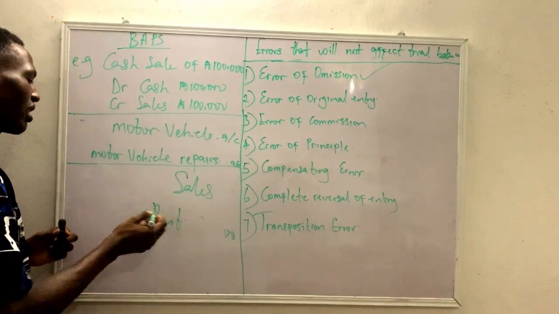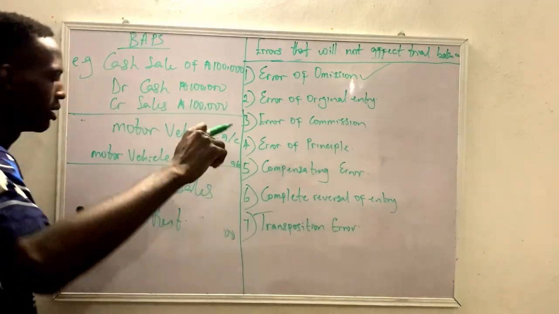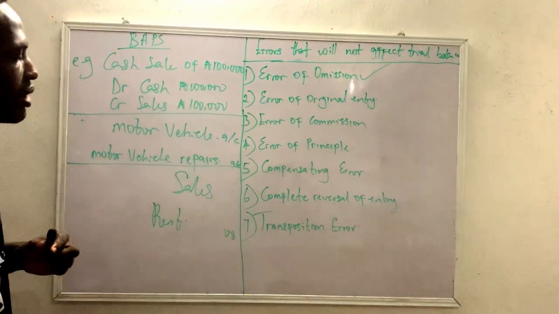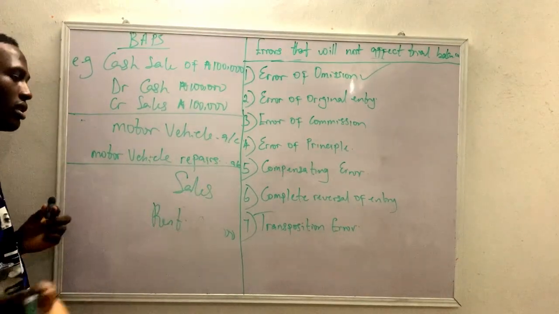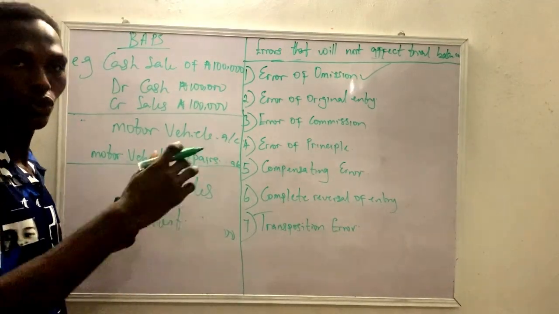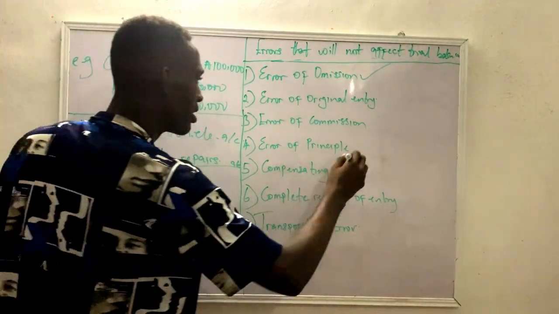Now, if they say both, they will state in the transaction that both sales and rent were undercasted by a certain amount. Then you just come and record it normally, and if it is overcasted, you do the otherwise, or you do the reverse. That's that about compensating error.